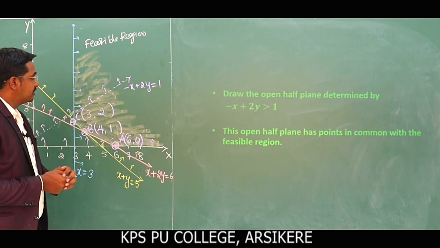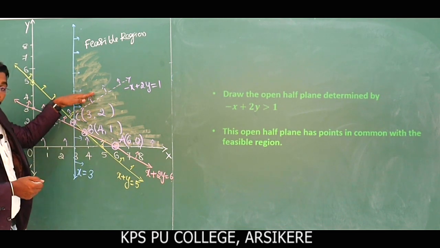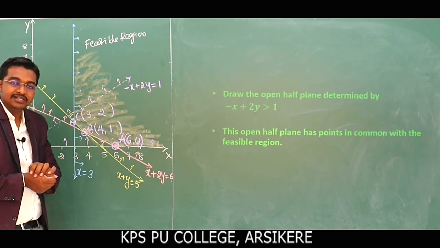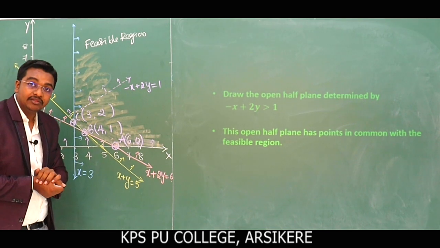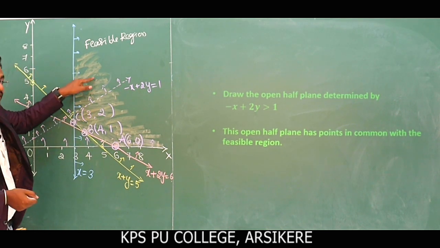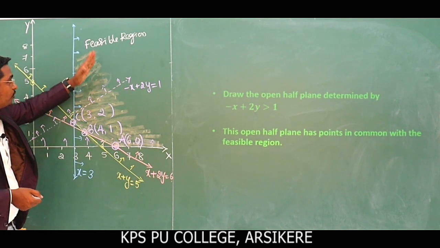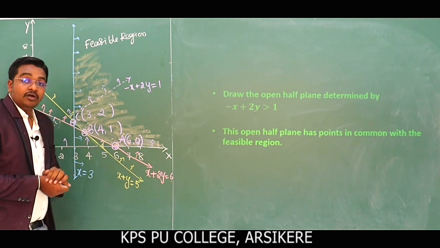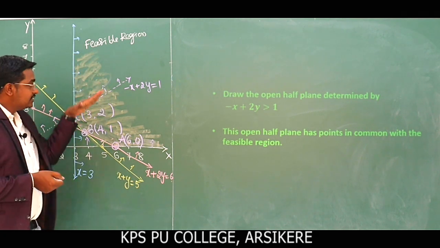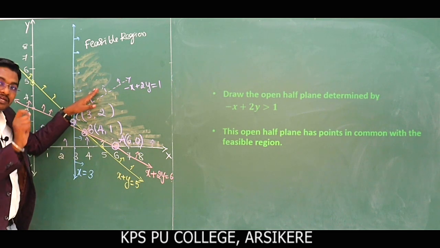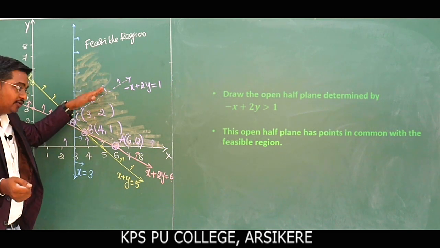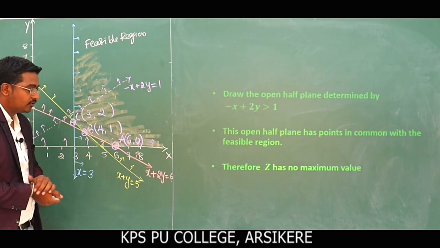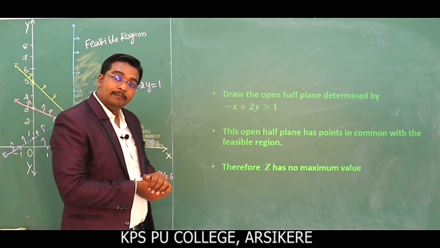Okay, so now here the feasible region as well as the open half plane determined by the constraint minus x plus 2y greater than 1 has common points here. These are the points which are common to both. Hence the given objective function z has no maximum value. Next slide. Therefore z has no maximum value.